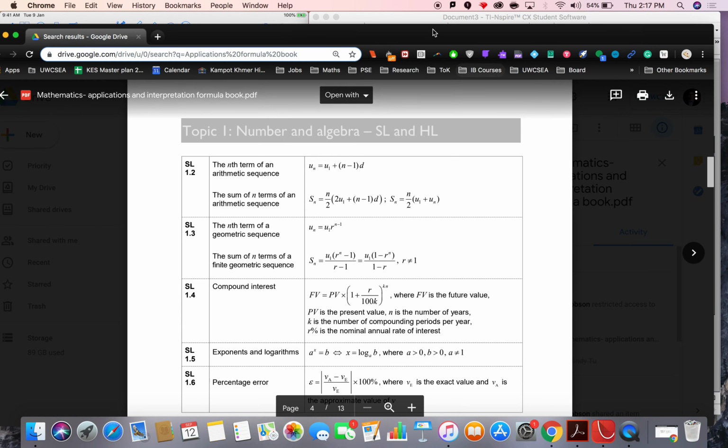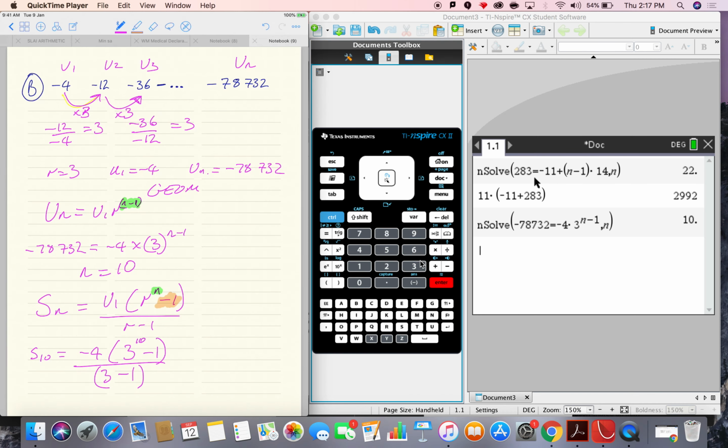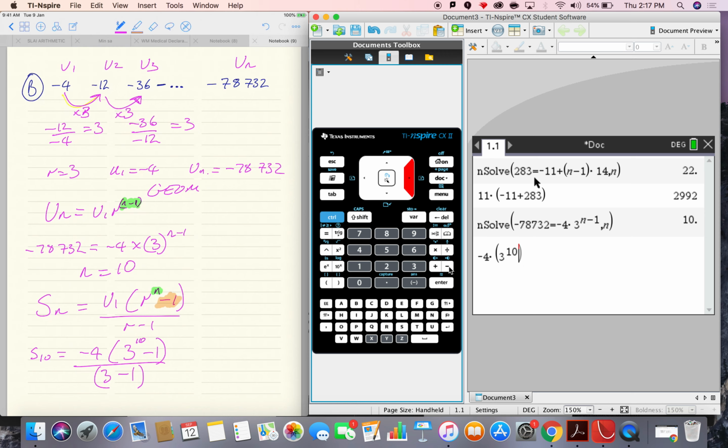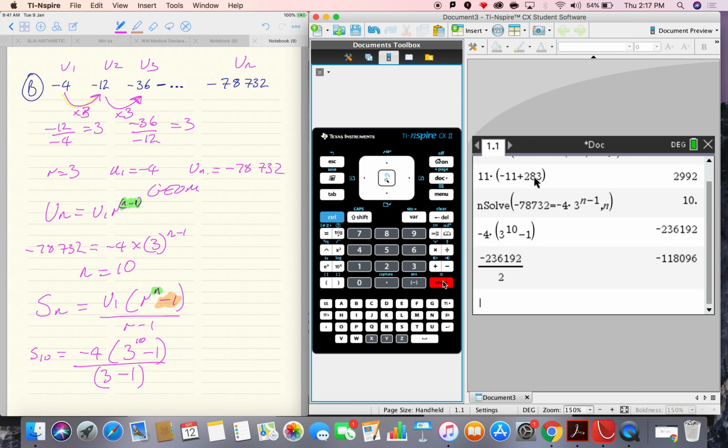So calculator again. And we just type in the equation we've got to solve. Negative 4 times by, open bracket, 3 to the 10, arrow to the right, and then subtract 1. The answer to that is this, and of course the whole thing is divided by 2. Okay, so I'm typing that answer. That's negative 118,096. Okay, so that's the power of the calculator. Lovely. Yeah, that should do the trick, I think.